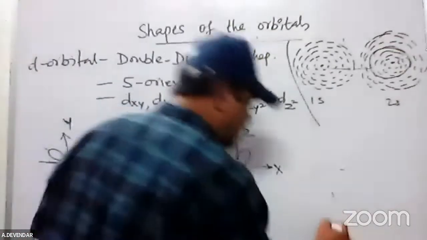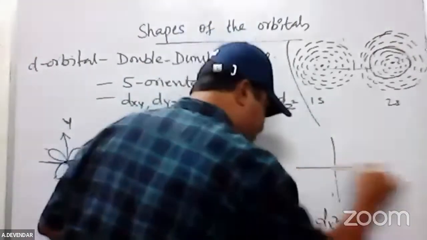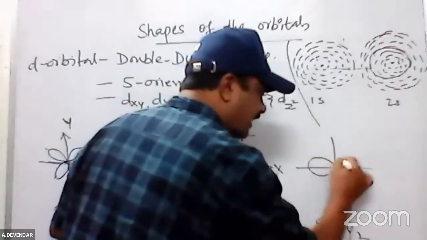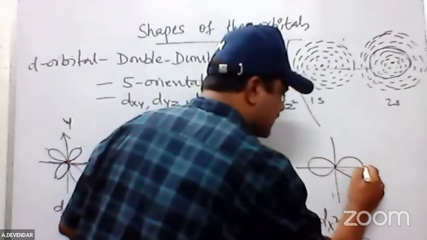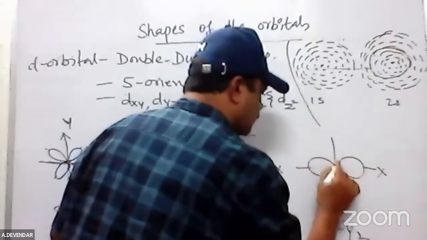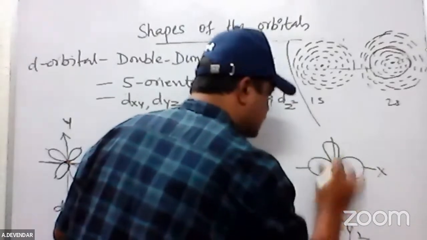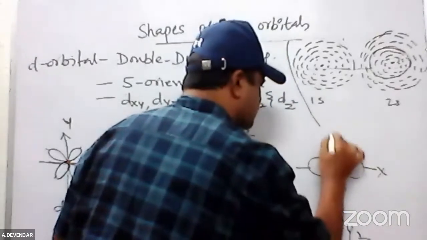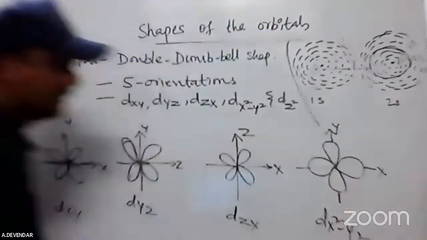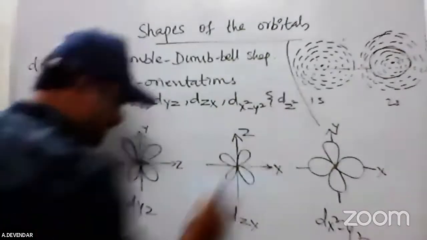But what about the DX square Y square? That is the same thing, but it is on the X axis. This is the X. This is on the Y axis. See friends, this is about the DX square Y square.